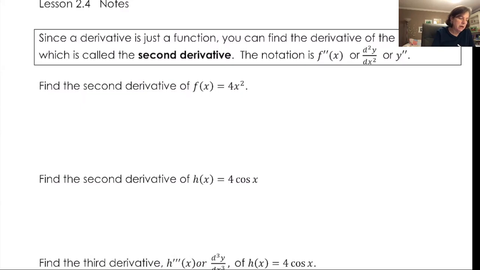The notation that we use for second derivative is 2 prime marks, or notice where we put these superscripted 2s, right after the d and then right after the x, or y double prime. All right, so let's find the second derivative of f of x equals 4x squared.